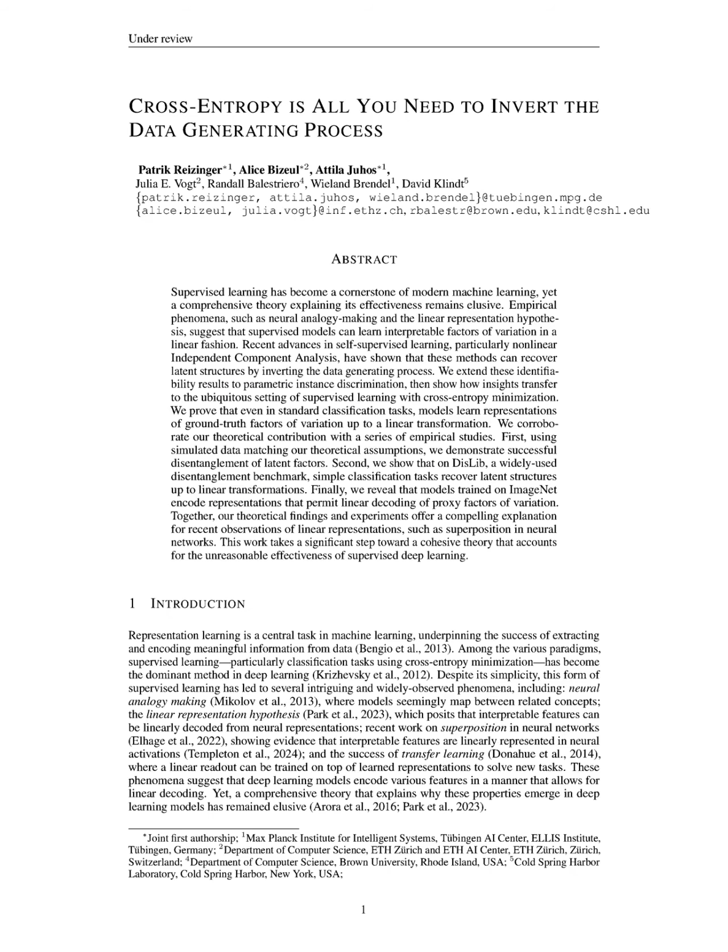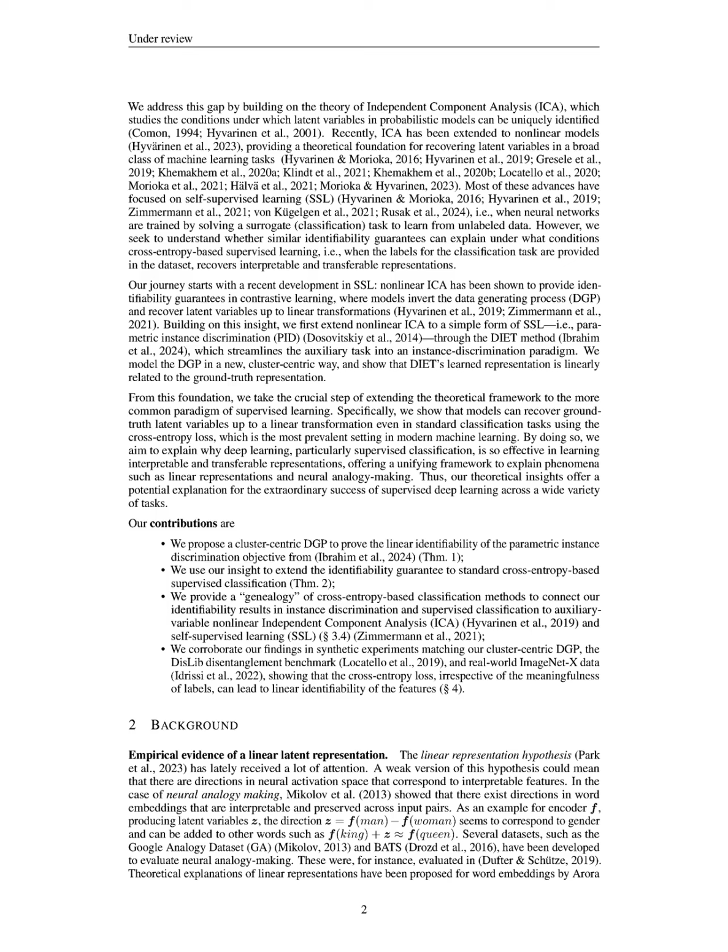The method presented in the paper aims to address the gap in understanding why supervised learning, particularly through cross-entropy minimization, is effective in recovering interpretable and transferable representations. Specifically, it seeks to extend the identifiability guarantees from weakly self-supervised learning, SSL, to standard supervised learning, demonstrating that models can recover ground truth latent variables up to a linear transformation even in classification tasks.